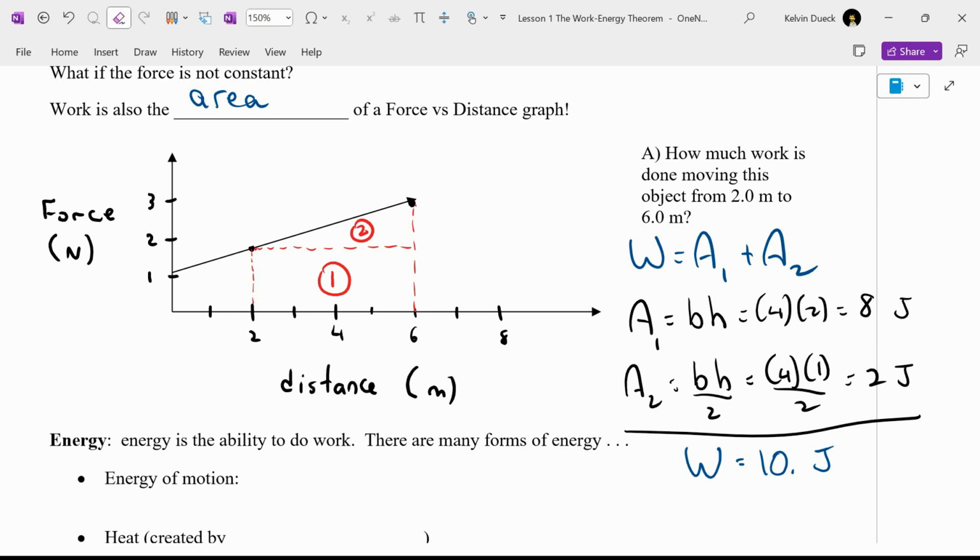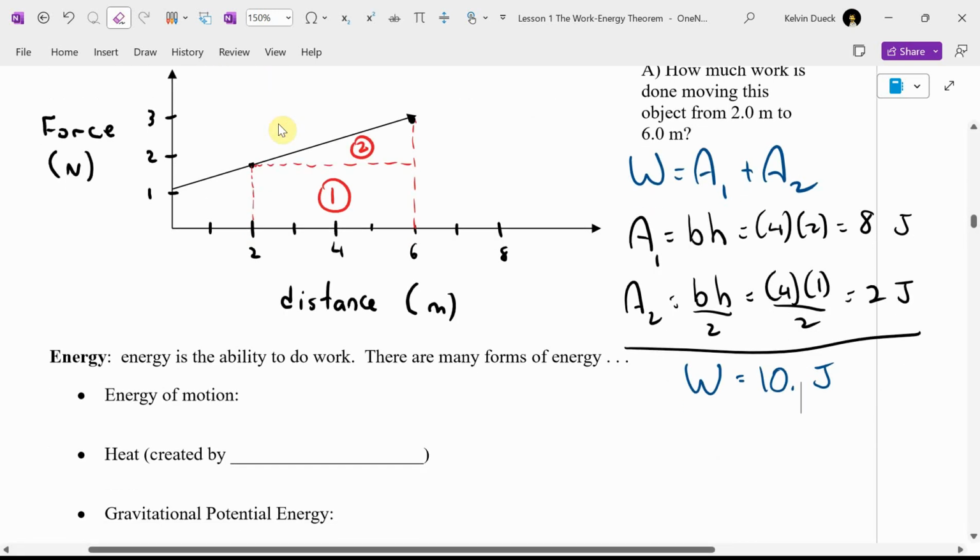What did that work do? Probably went into making the object speed up. Because we have a changing force. By the way, you can see we have a changing force, Alfie. It starts at 1, it ends at 3 newtons. This is not a constant force. This is one of the few ways that we can handle a changing force and therefore a changing acceleration. This would be an acceleration that was changing, because if F equals ma, if F is changing, a is changing. Or maybe the mass is changing, but probably the acceleration is changing.